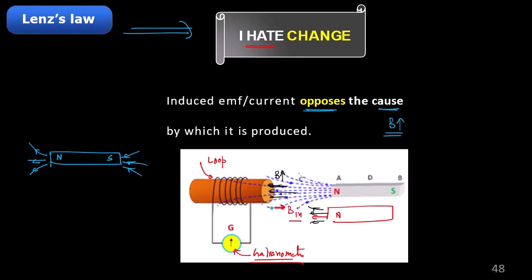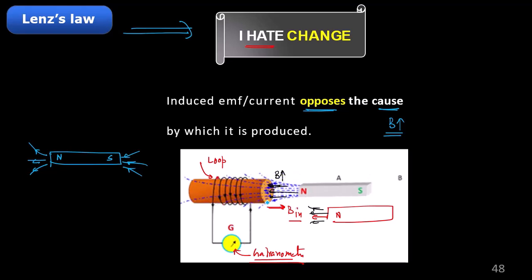Okay, so that means the loop is producing a magnetic field. Now how can the magnetic field be produced by the loop? I know that the loop is going to produce some kind of current. Unless and until the current is flowing, the loop cannot produce the magnetic field. The loop is producing the magnetic field in the opposite direction, which means there must be some current being produced.